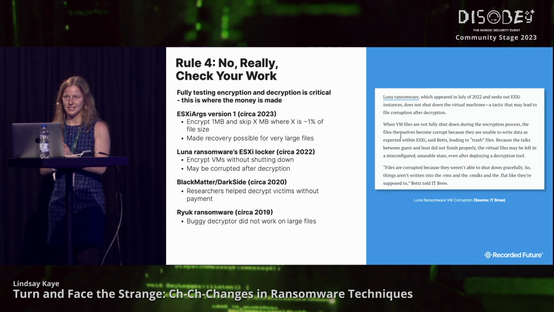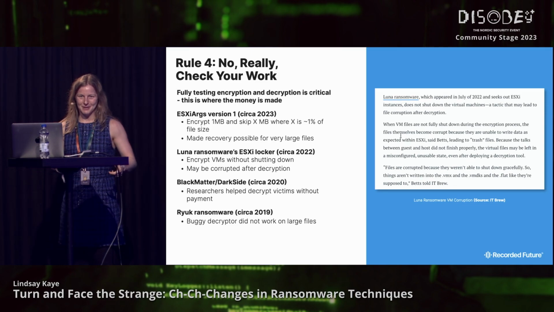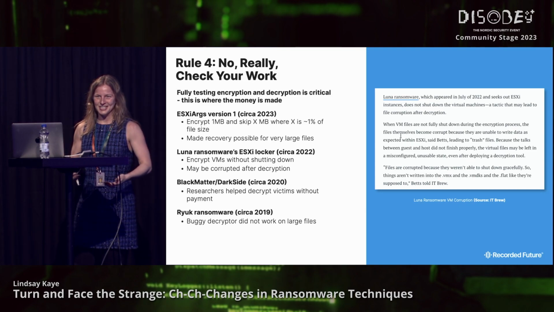So it's not just in the obfuscations that people are doing, but we've seen several threat actors actually screw up the encryption and decryption, which is where they make the money and probably where they should not be screwing up. So everybody's probably familiar with the ESXi ARGs attacks, I believe 2 weeks ago now.